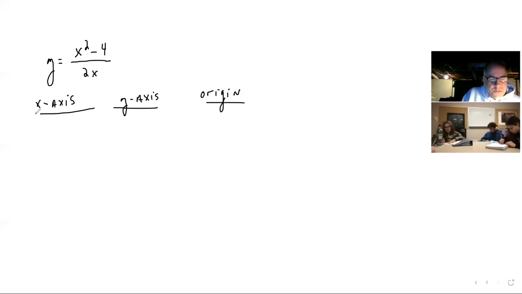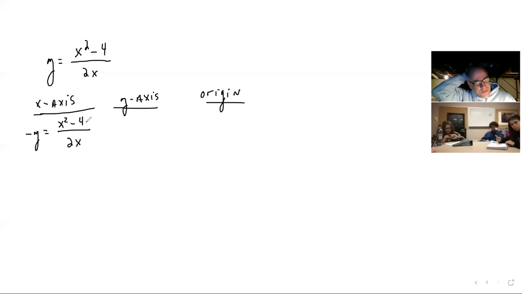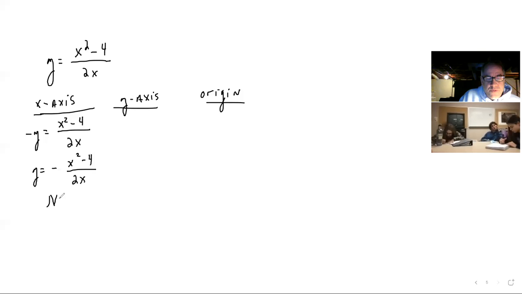All right, so for the x-axis, we put in the opposite of y wherever I see it. So now I've got the opposite of y equals x squared minus 4 all over 2x. And then I ask myself, can I manipulate that to look like what I originally started with? And the answer here is no. I could multiply both sides by -1, which would give me y here, but now I've got a negative over there. And so, no, I do not have symmetry about the x-axis.